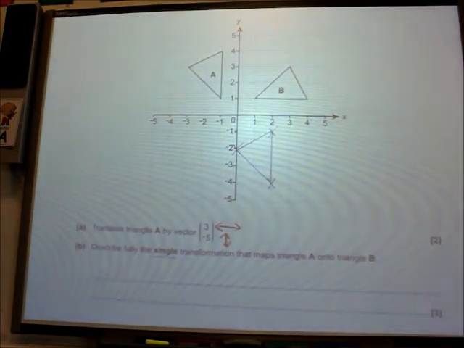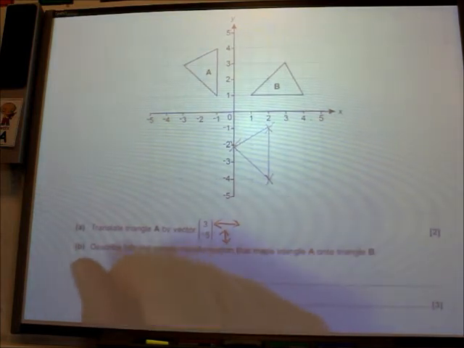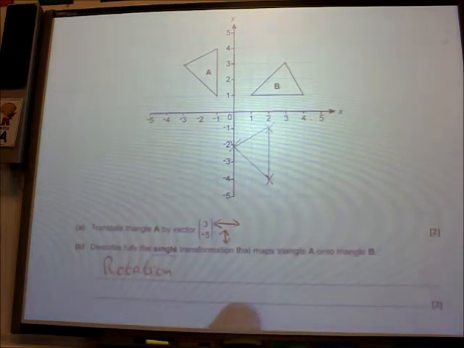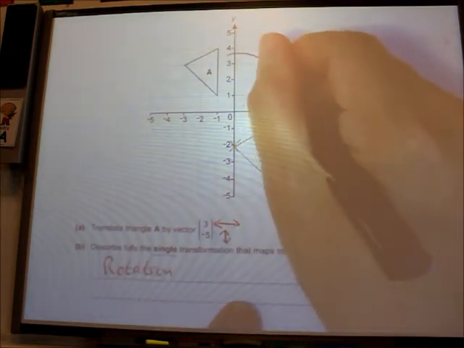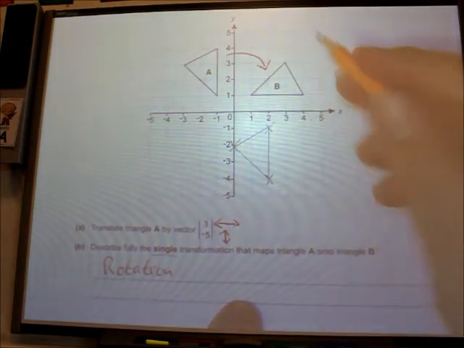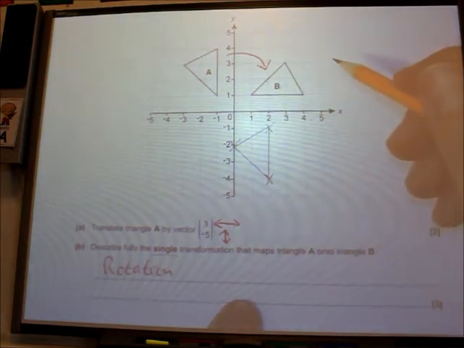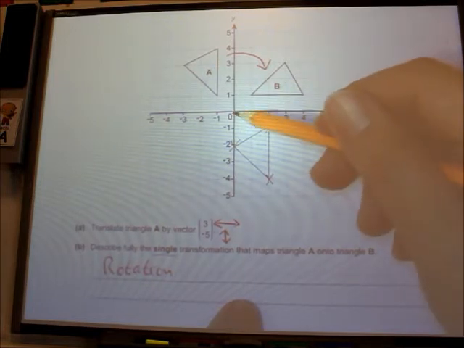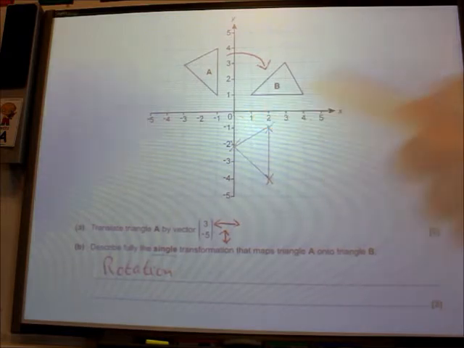So there's 3 marks available. Be really careful on this. You get 1 mark for saying rotation. And it's A onto B. So it's going from there to there. It looks like to me it's been rotated 90 degrees clockwise around the origin basically. But let me just check that and I'll write it down.